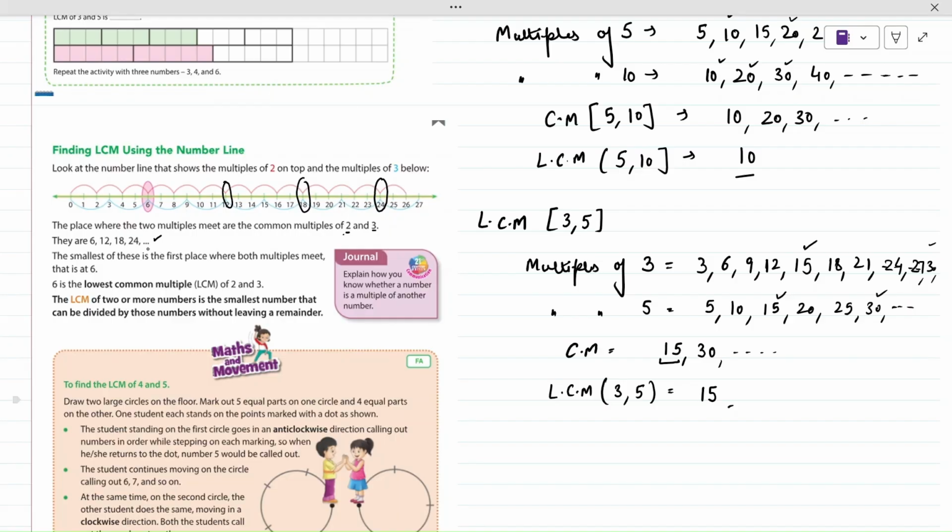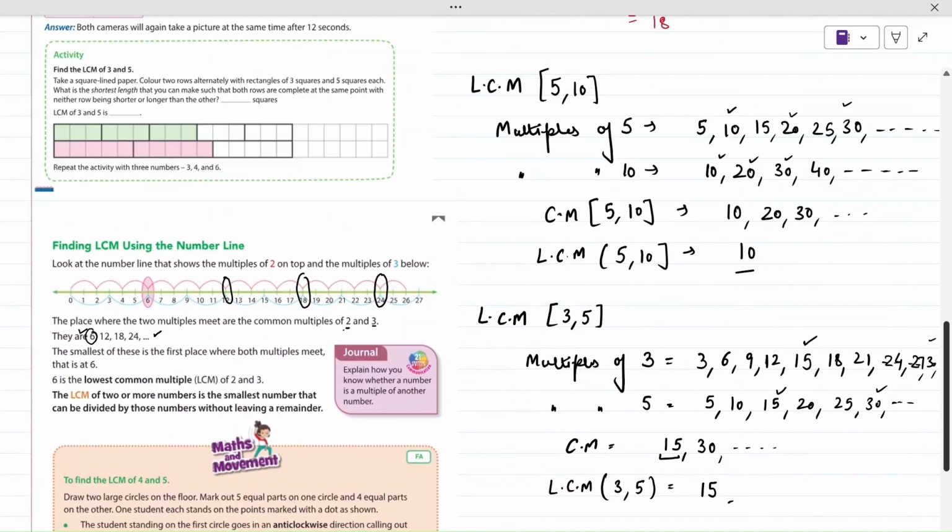So this is the list of common multiples, and from here when we have to pick the least common, we will pick 6 because it is the smallest common multiple. Okay, so this is another way to find the LCM using the number line. Just mark both the multiples on the line, and where both the lines are meeting, they are the common multiples. Write down the common multiples. After that, pick the first one, which is the lowest one.